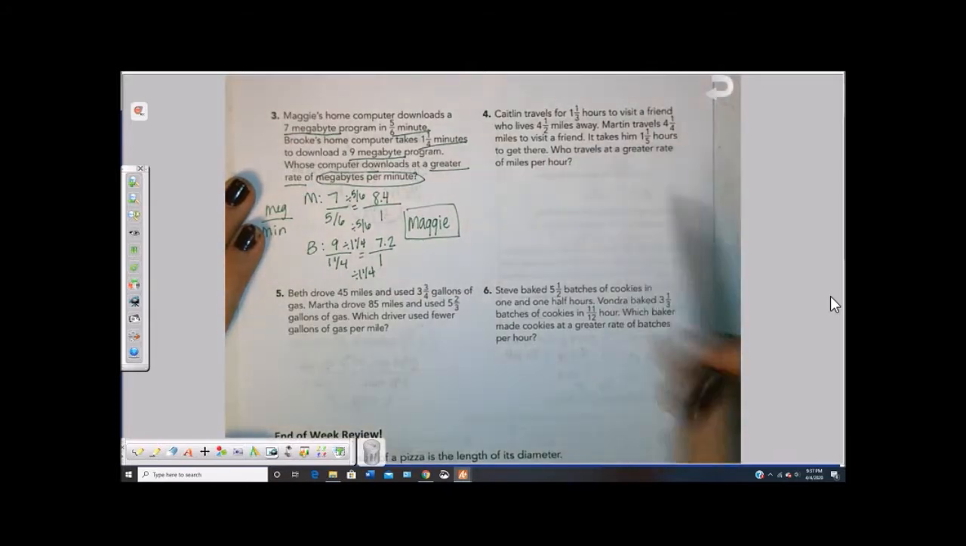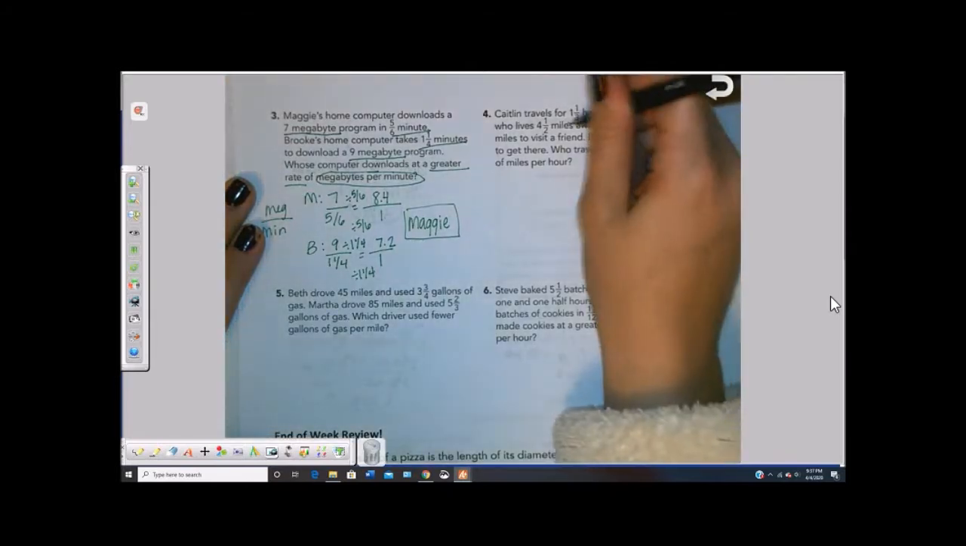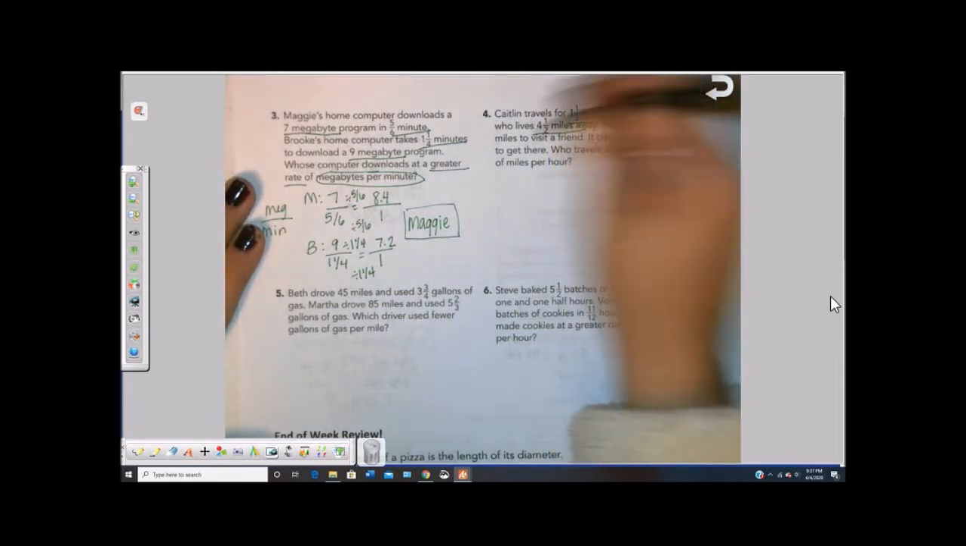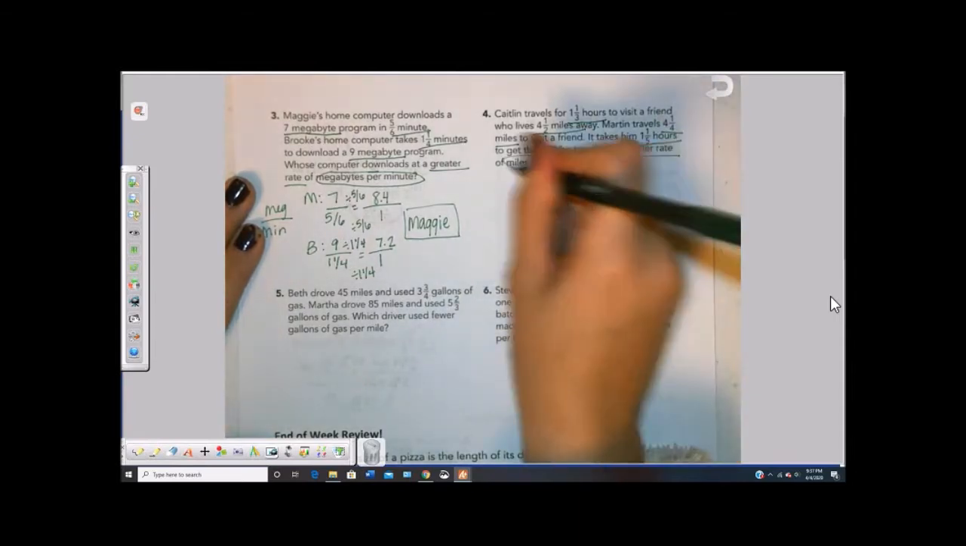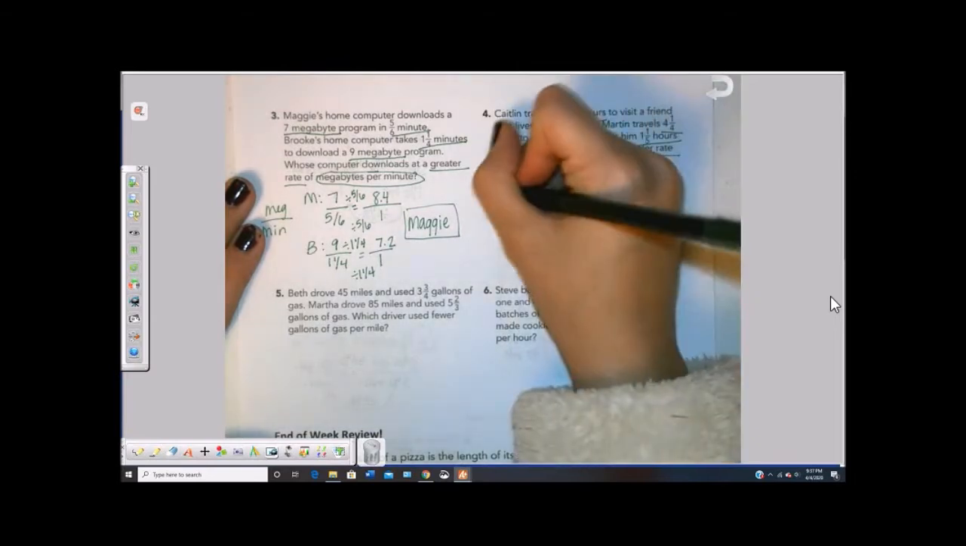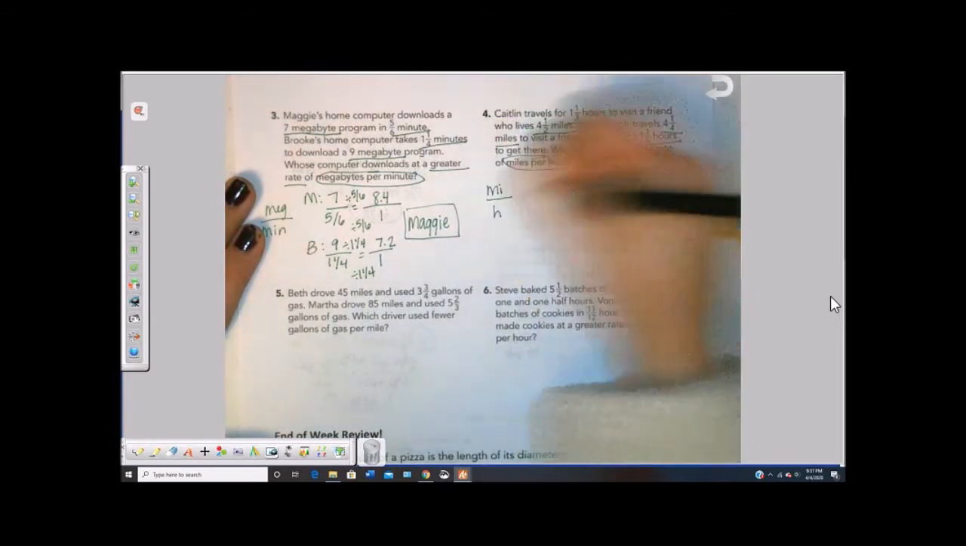And looking at number 4. Caitlin travels for 1 1/3 hours to visit a friend who lives 4 1/2 miles away. Martin travels 4 1/4 miles to visit a friend. It takes him 1 1/5 hours to get there. Who travels at a greater rate of miles per hour?